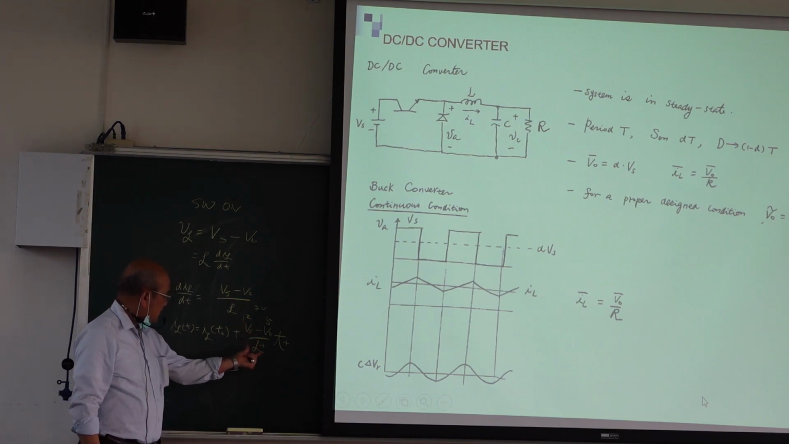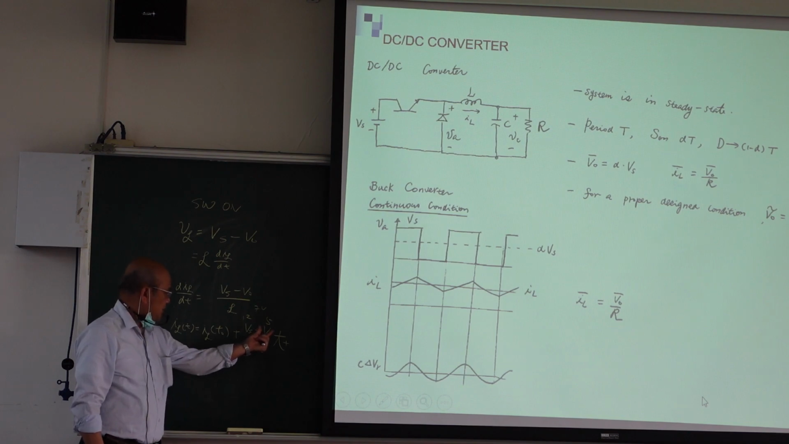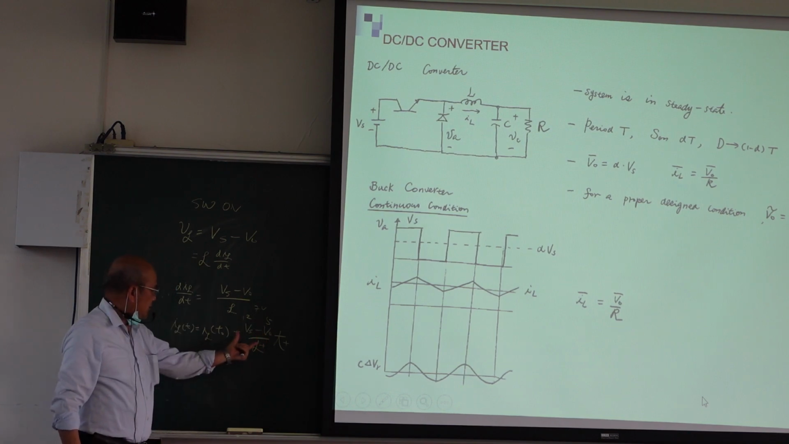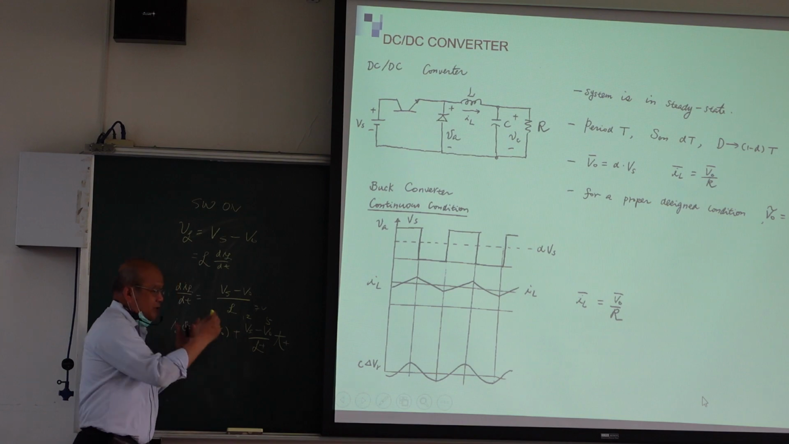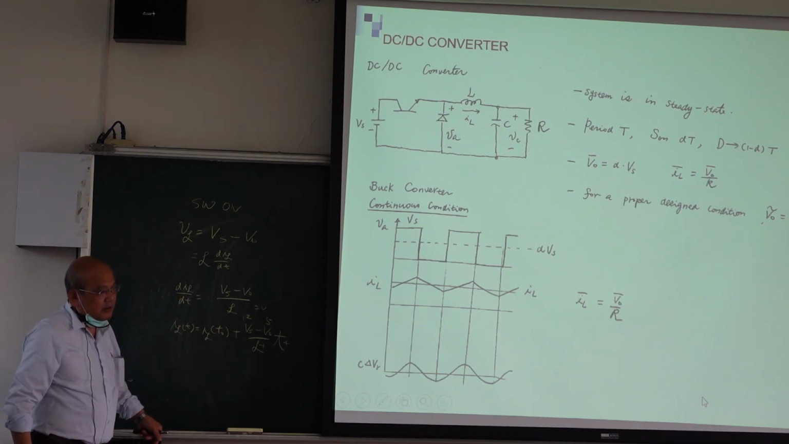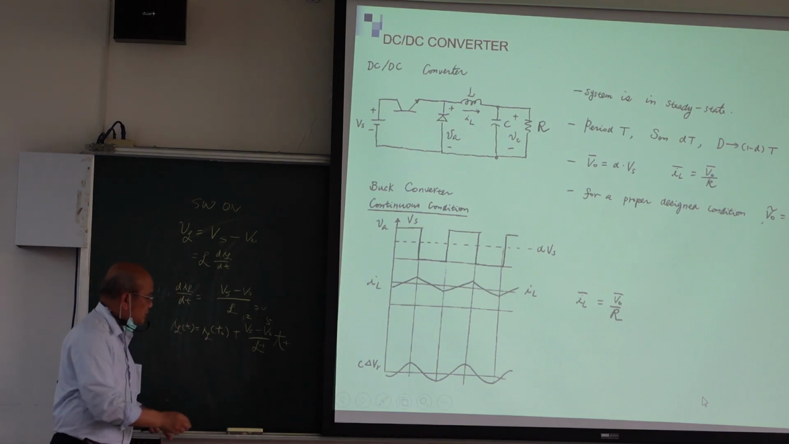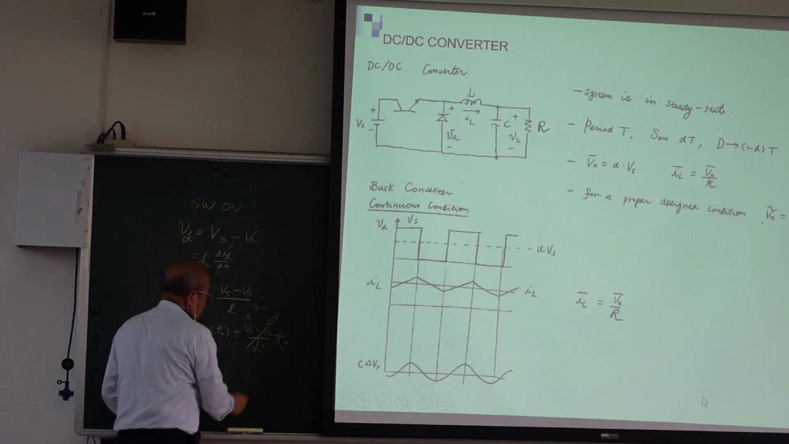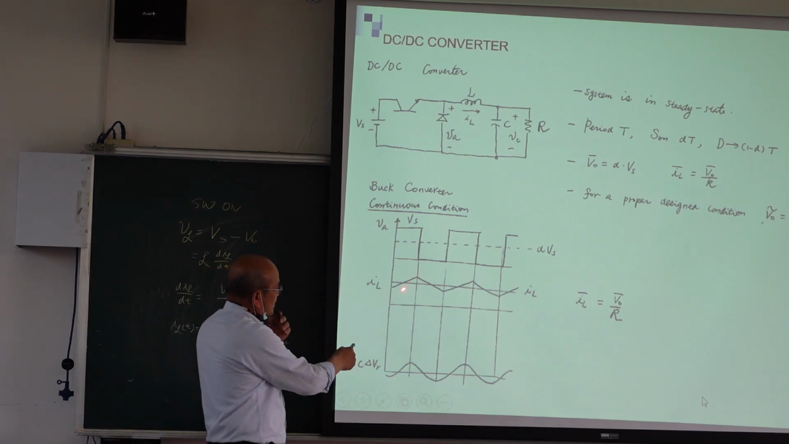7 volt, L 1 millihenry, T increase. Then this item is increase or decrease? Increase. So it is increase. So you can see increase, right?